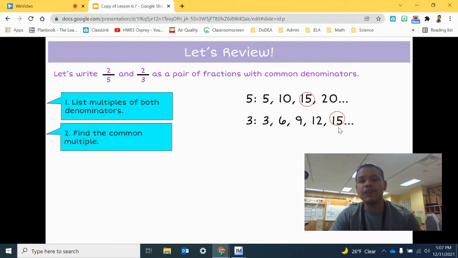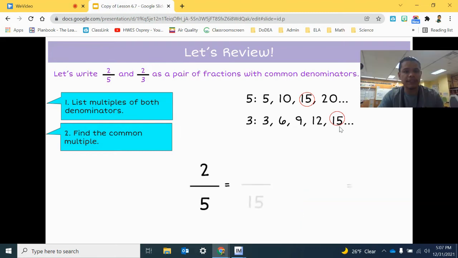The next thing that you do is you find a common multiple. What do they have in common? If you want to find a common denominator, you need a common multiple. So as you can see, 5 times 3 gives you 15, and 3 times 5 gives you 15 as well. That's our common multiple. So that's going to be our common denominator. So we're not changing the value of 2/5. We're just rewriting it in an equivalent fraction.